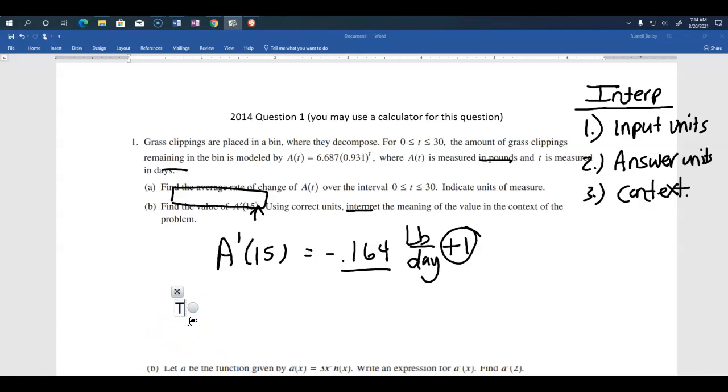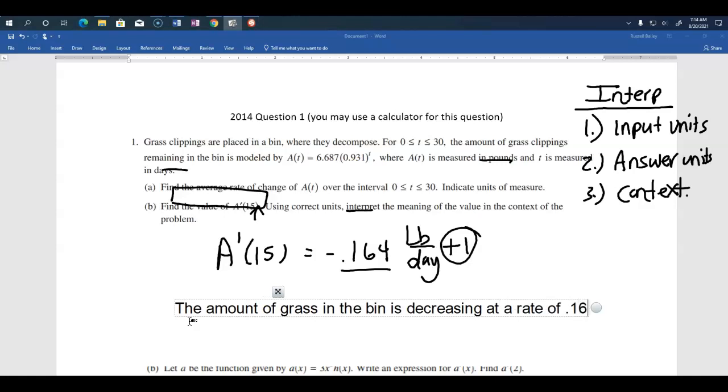You would say, the amount of grass in the bin is decreasing at a rate of 0.164 pounds per day when t equals 15 days.